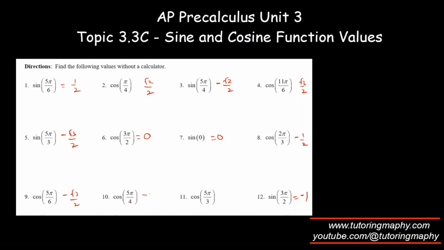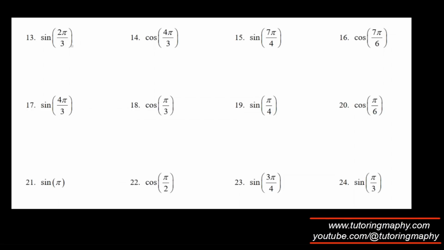This quadrant 3, that's negative as well. This is quadrant 4, so that's positive. And likewise, isn't that, okay, no, these are different. Sine 2 pi over 3 is in quadrant 2, so that's positive.